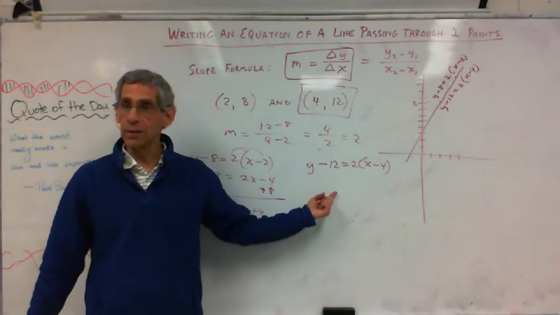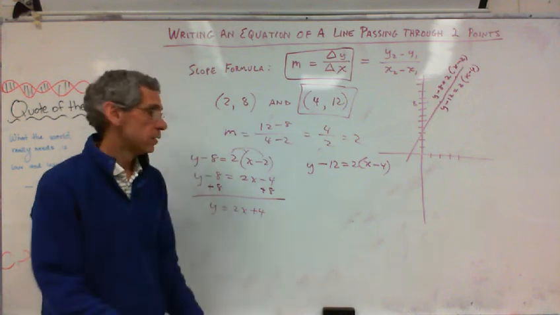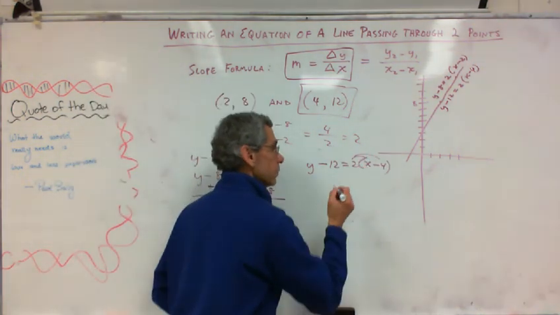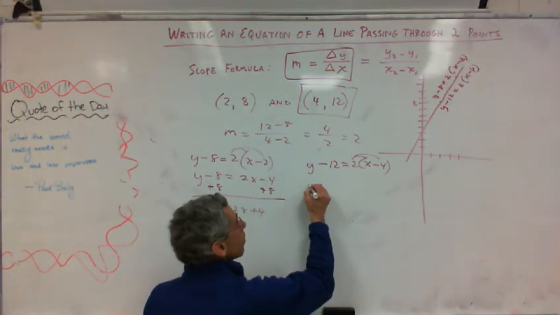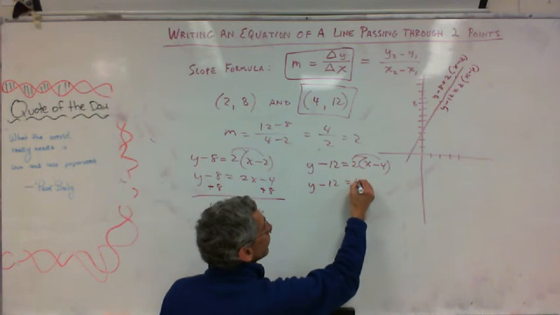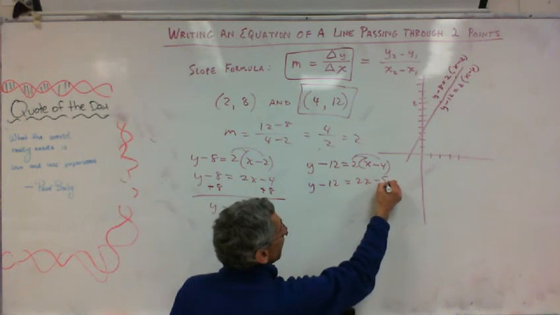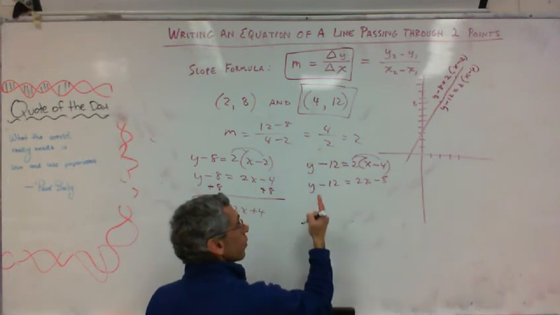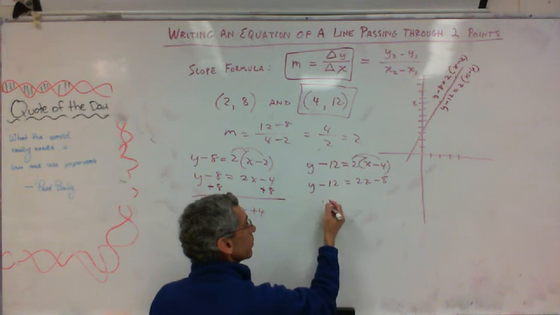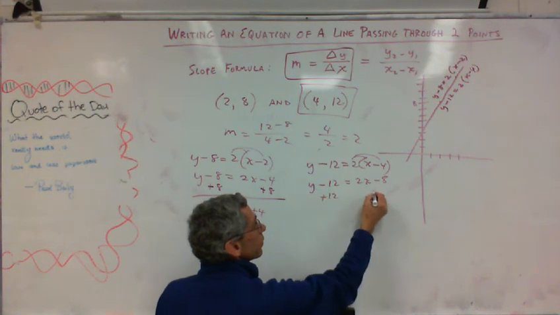Now, this is interesting. Now, let's do the same thing to this one. Let's solve for y. I'm going to do my distributive property. I've got y minus 12 is equal to 2x minus 8. Am I right? And what would I do to get y by itself? Add 12.